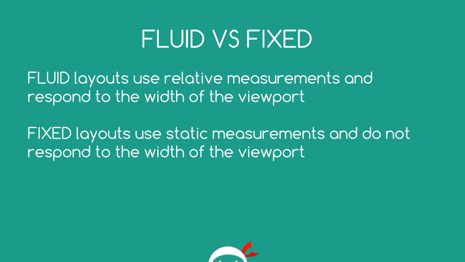A fluid layout uses relative measurements and it responds to the width of a viewport between your media queries. And fixed layouts use static measurements and they do not respond to the width of the viewport. So in my opinion, it's always better to use a fluid layout because you have varying different screen sizes and you want to capture them all. Whereas a static or a fixed layout will capture certain breakpoints, like for example you've got a breakpoint at 768 pixels, so it's going to change then, but between that breakpoint and the previous one or the next one, you don't want it to be static. You want to pick up a whole range of different device widths. So I'm going to show you a quick example now.